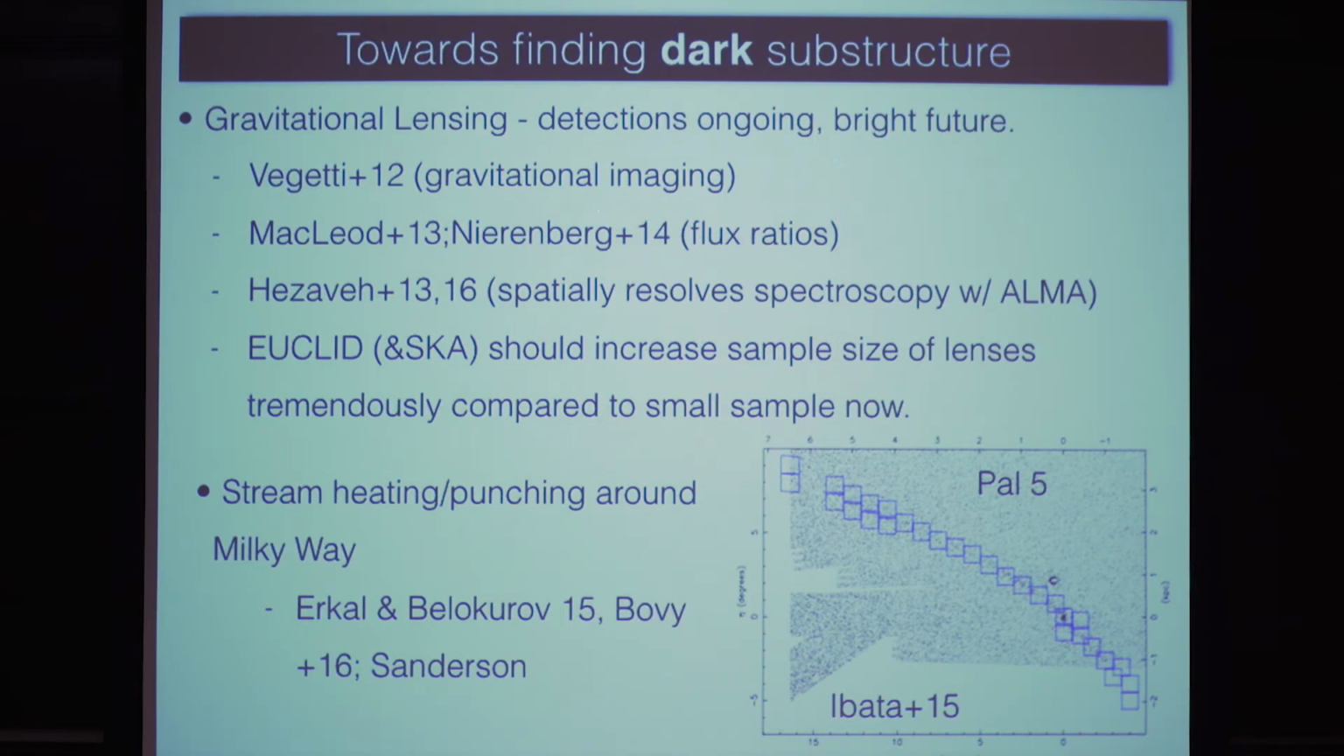There's going to be so many gravitational lenses. We expect the samples of gravitational lenses to grow. This is going to be really exciting in the near future. Another possible way to look for these things is with stream heating or stream interactions. The idea here is that you have a thin stellar stream, like for example Pal 5, and then little subhalos go through it and punch holes in it or mess up the orbits of stars, and you look for structure in these stellar streams. And so these are two ways that people are going to be looking hard for substructure.